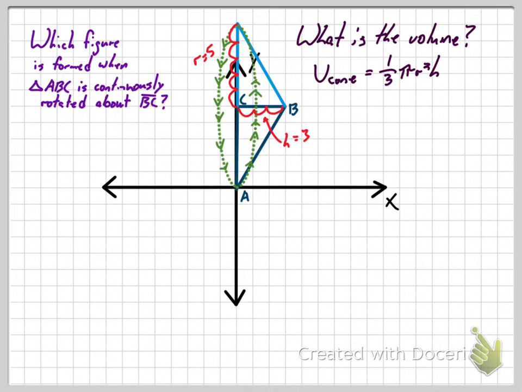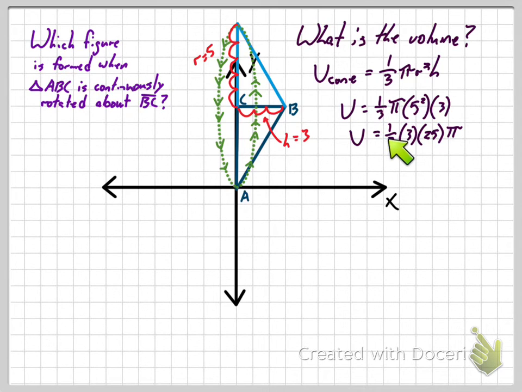So I'm just going to plug those into the formula. And then what do I get? I get volume equals 1/3 pi times 5 squared times 3. Well, I'm going to rewrite that. Because multiplication is commutative, I can multiply in any order. So I'm going to say volume is 1/3 times 3 times 25, which is 5 squared, times pi. Well, 1/3 of 3 is just 1, so the volume is 1 times 25 pi, and 1 times itself is itself. It's the multiplicative identity. So I could say it's just 25 pi cubic units.